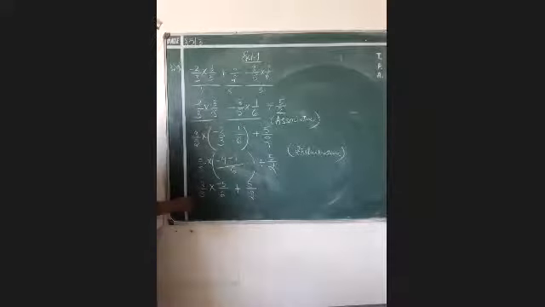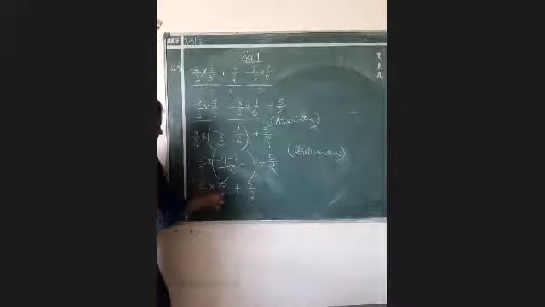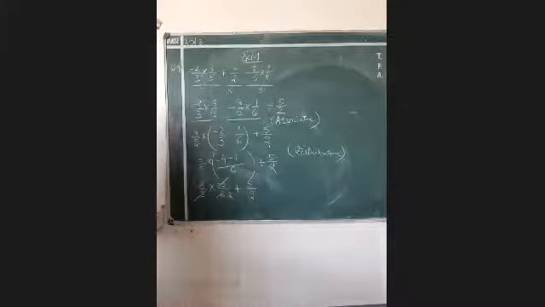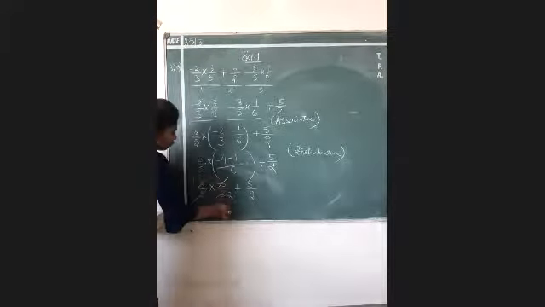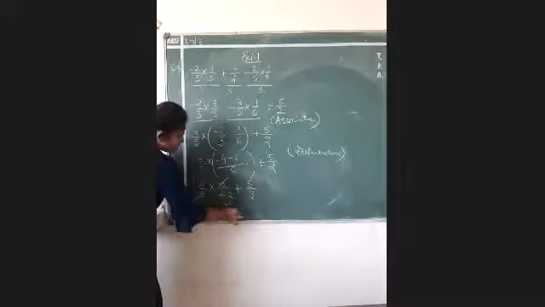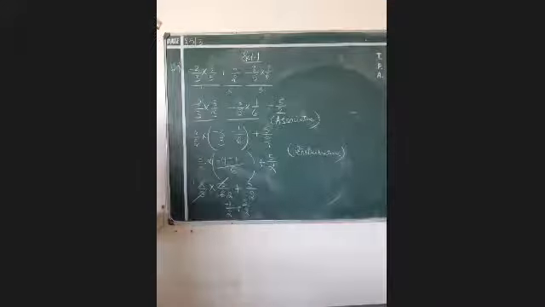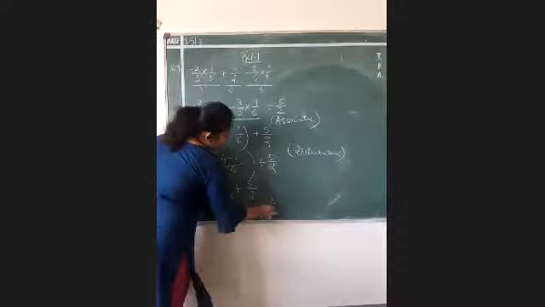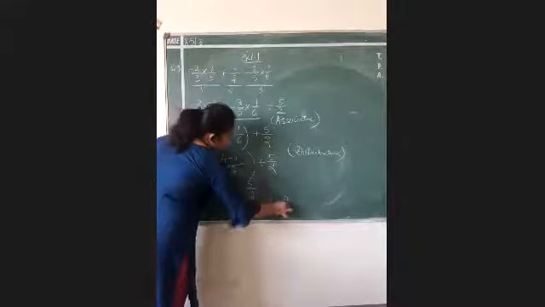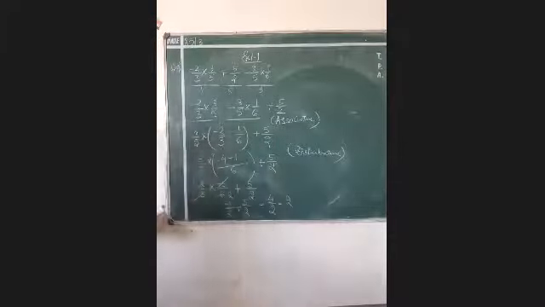So how will you solve it? 5 and 5 will get cancelled. 3 1s are 3 and 3 2s are 6. Now what came after solving? On top we have -1, at the bottom we have 2. This is plus and this is 5/2. Now both are like terms. So 5/2 minus 1/2 will directly give you 4/2. And 4/2 means only 2. Finished.